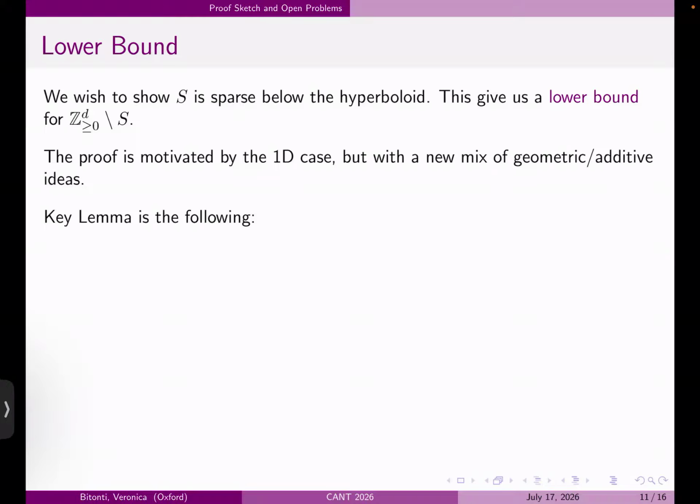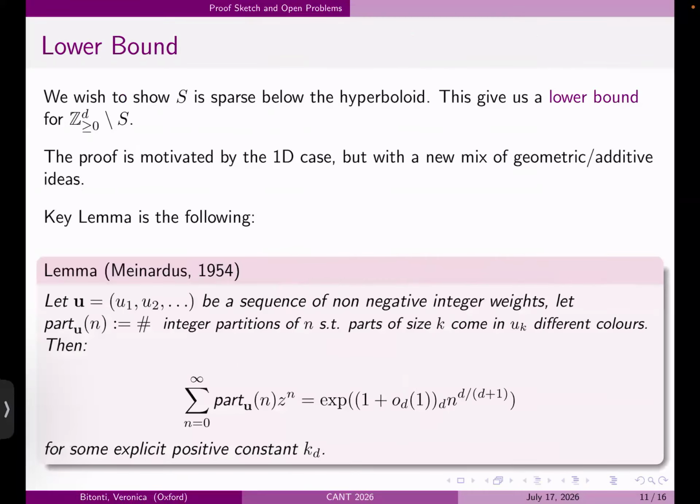The main point of our proof for this lower bound is a key lemma coming from Meinardus from the 1950s, which gives us the ordinary generating function for the partitions of these colored integer partitions. What does Meinardus mean by that? It means that if we have a sequence of non-negative weights, and we look at the integer partitions of n, where each part of a fixed size k now comes in k different colors, then by letting p(n) be the total number of such partitions, the ordinary generating function can be described as explained here in this theorem.